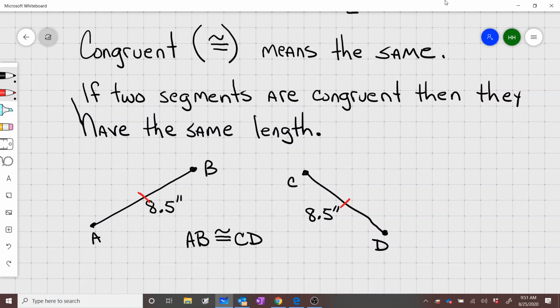Alright? So that tick mark and that tick mark mean that the segments are congruent. Okay? Alright. Questions, comments, concerns?